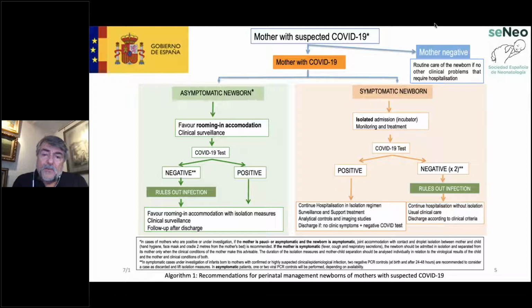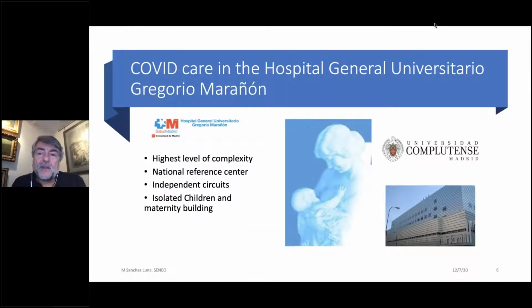But before showing you the data of our national registry, we tried to do exactly the same in our hospital. As Thomas told you, our hospital is one of the biggest hospitals in Europe, with around 6,000 deliveries per year. And one of the good things about our hospital is that we have a specific isolated building for children and maternity. So we were very lucky to be isolated from the rest of the adult hospitalization in the hospital.